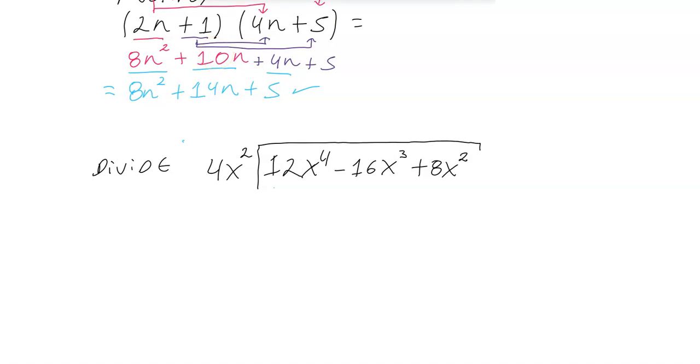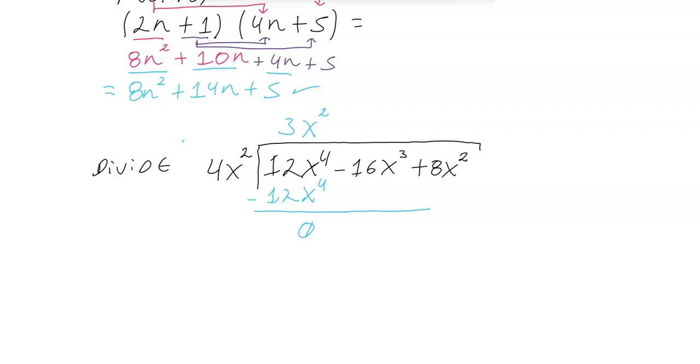For this part, we are going to divide all the terms inside this division sign by 4x squared. So for me to get 12x power 4, I'm going to need a 3. Now, 4 times 3 is 12. Now I need to get x power of 4 with x power of 2. So sure enough, I'm going to write down x power of 2, because when you multiply the same bases, you add the exponents. So again, we're going to get 3x power of 2. So when you multiply, you get 12x power of 4. When you subtract this, you get 0.